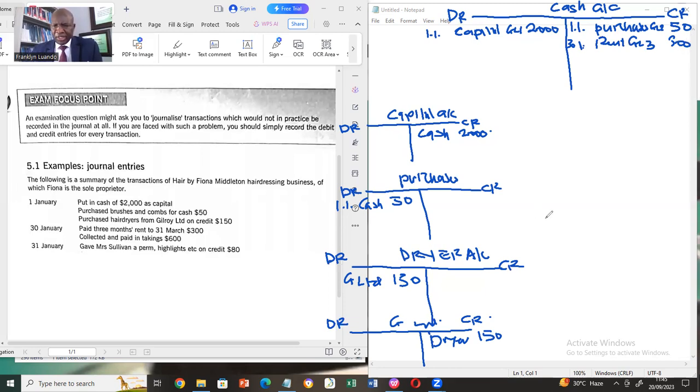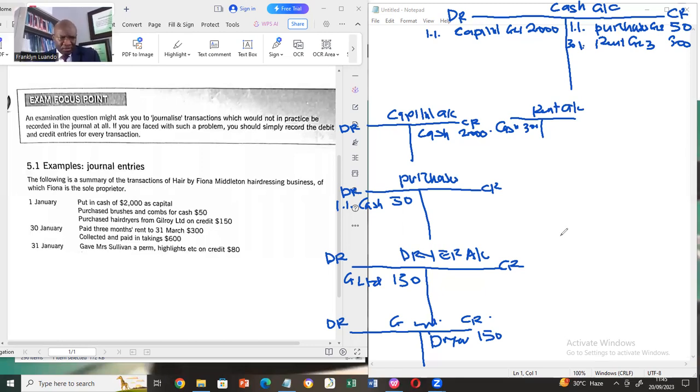Then we open the rent account. Rent is receiving the service, 300. Then we got to collected and paid in, checking 600.